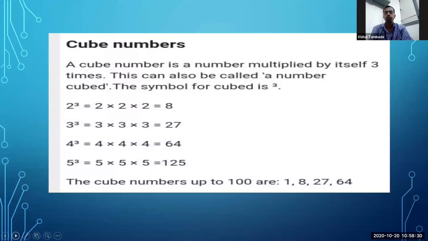Like that, we have to find the square and cube of any number. In the square, you have to multiply the number 2 times by itself. In the cube, you have to multiply the number 3 times by itself. Okay, next.